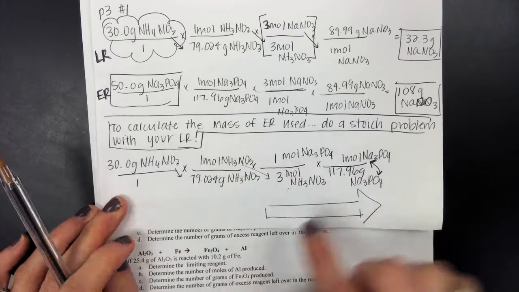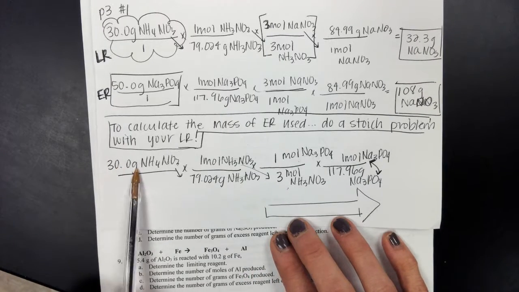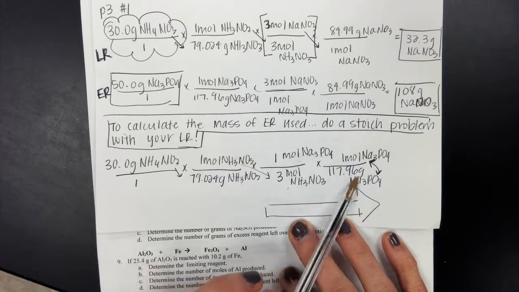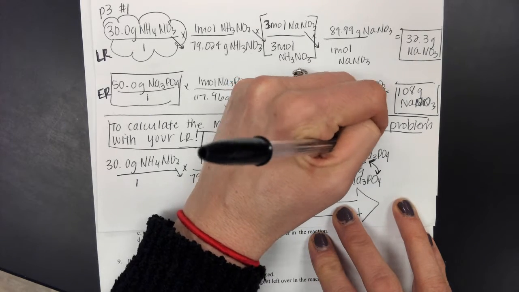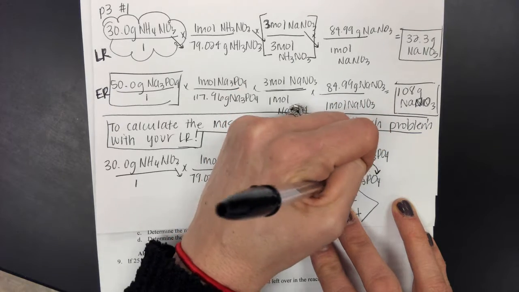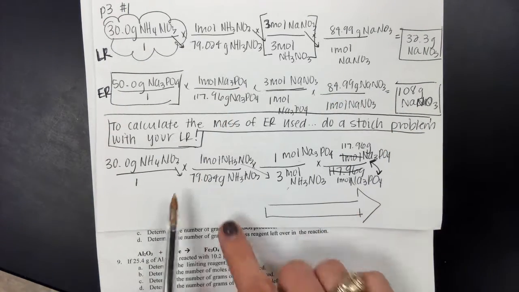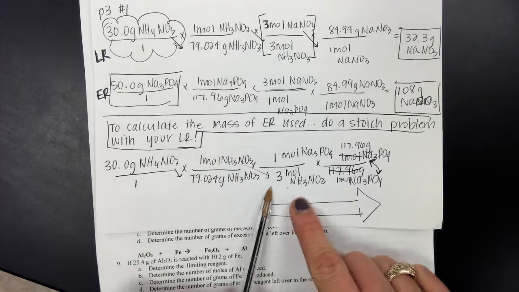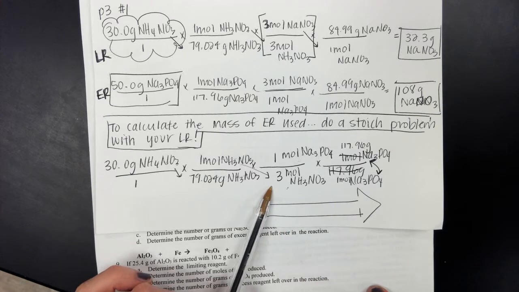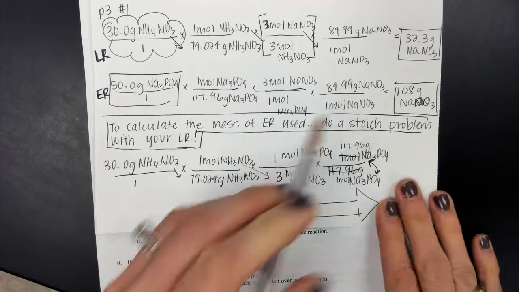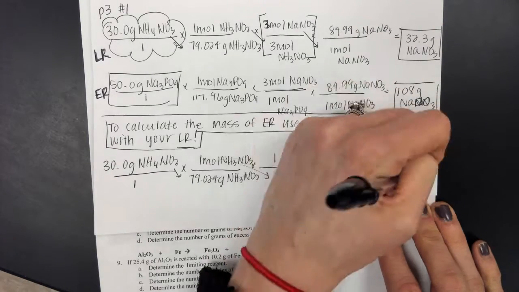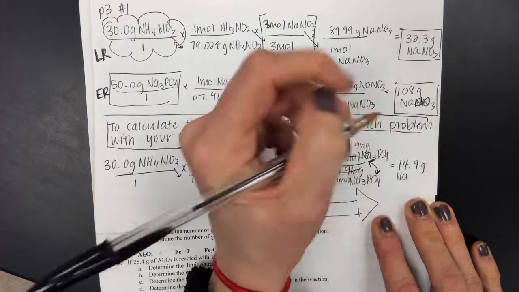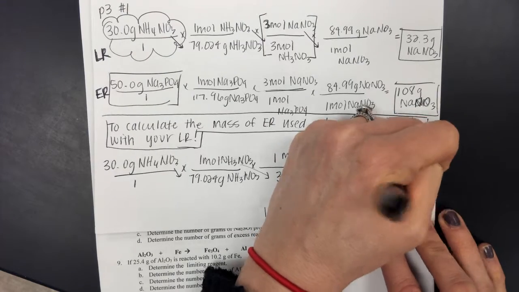So when I do all this math in my calculator, it'll be 30 times 117.96, right? Because that should be on the top. Divide by 79.024, divide by 3, and I got 14.9 grams of Na3PO4 used.